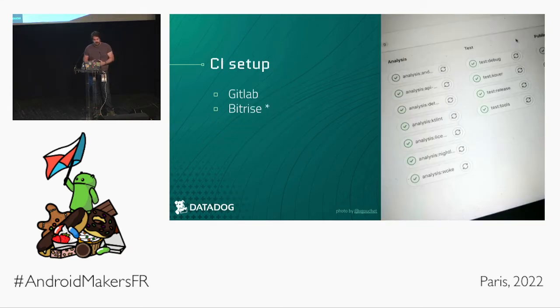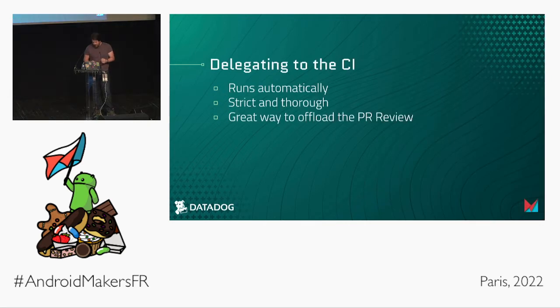And so we do have a CI setup. We have 2 CI providers, GitLab and Bitrise. We do most of our stuff in GitLab, and we use Bitrise mostly for every kind of operation that needs an emulator, because it's much easier there. And what we try to do, because we have such a small bandwidth, is try to delegate as much as we can to the CI.